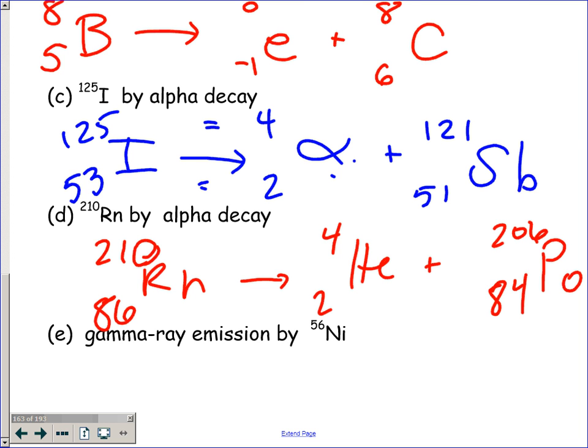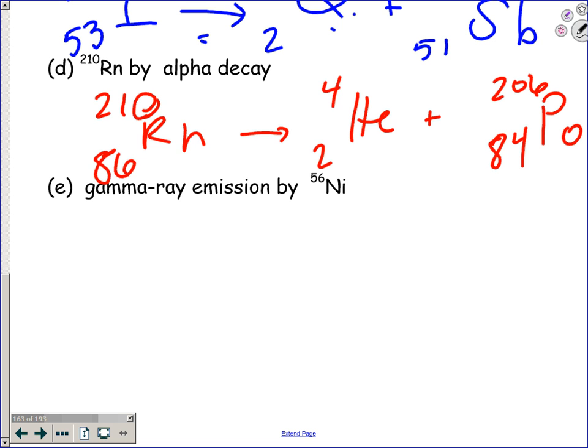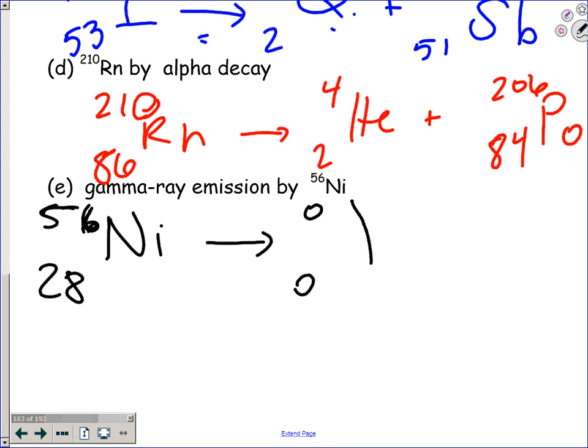Last one, let's do this one together. We have nickel-56. All right, everybody, what's nickel's atomic number? 28. Okay, so there's 28 protons with some neutrons in that nucleus, right? So it's undergoing gamma ray decay or gamma ray emission. So give me the gamma ray. 0, 0, and gamma of something, right? Okay. And then what's it form? It stays nickel, right? 56 and 28.